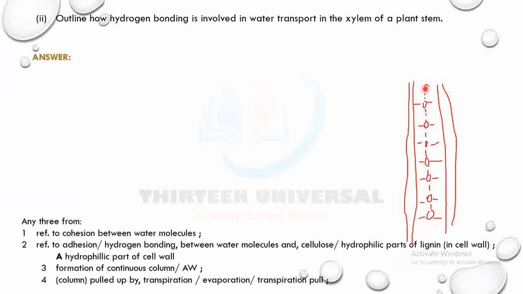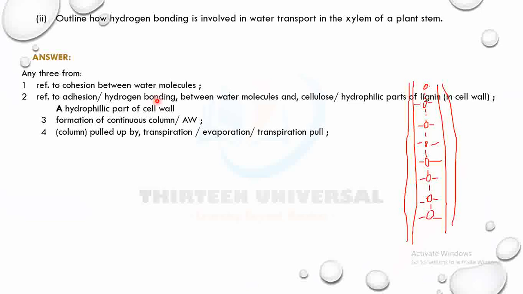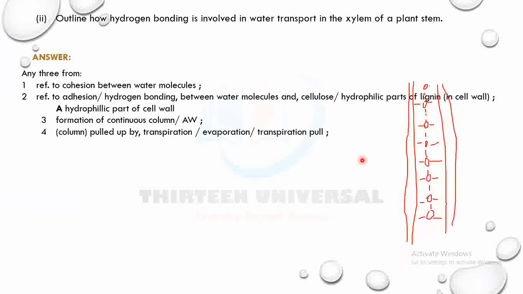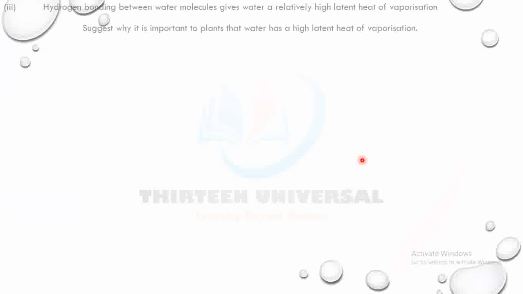Okay, so look at it, guys. So cohesion between water molecules, in addition hydrogen bonds between water molecules and cellulose, hydrophilic bonds, form a continuous column. Hydrogen bonds between water molecules are maintained by adhesion, and then the column is pulled by transpiration. So transpiration pull is what pulls it up, guys. All right, let's move to the next one.